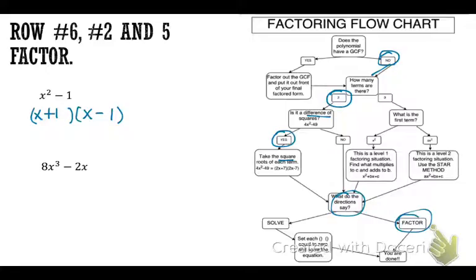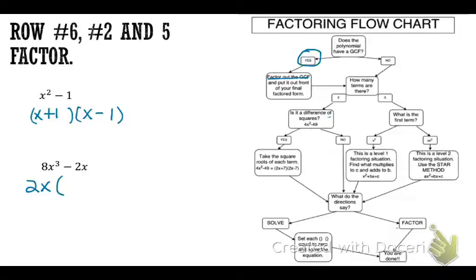Now lastly, I'm going to look for a greatest common factor. So let's always start there. And I do. I've got 2. That'll divide into both of those. So that's a yes. And I'm going to factor out that greatest common factor. I also have an x that I can factor out. So what I'll be left with here, 8 divided by 2 is 4. X cubed divided by x is x squared. 2x divided by 2x is simply 1.